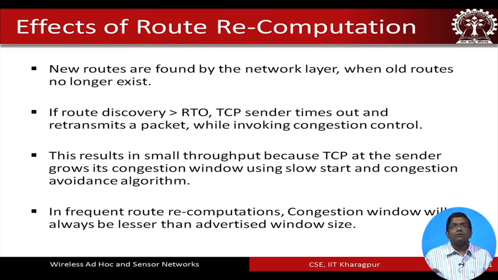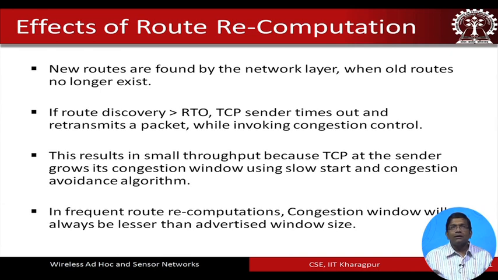Now, let us look at what happens with respect to route recomputation. This is the one that I mentioned at the beginning. Due to the mobility of the nodes, the topology changes fast; over time the network topology is going to change. So, no routes are found by the network layer when the old routes no longer exist, and consequently the network layer is going to start the route recomputation process.